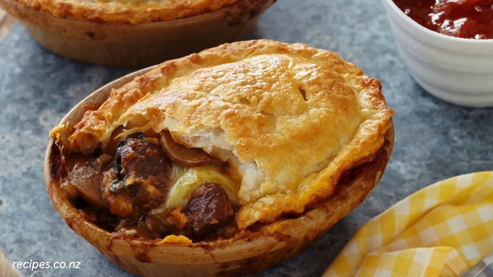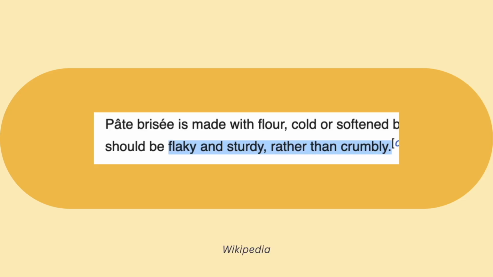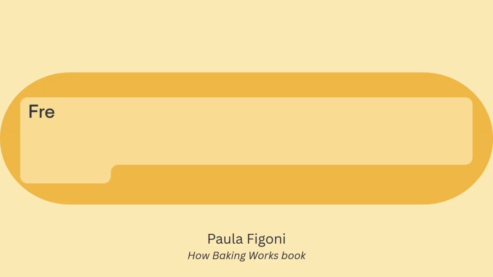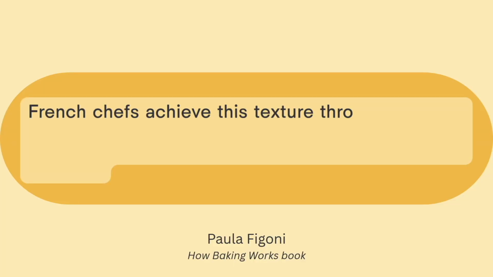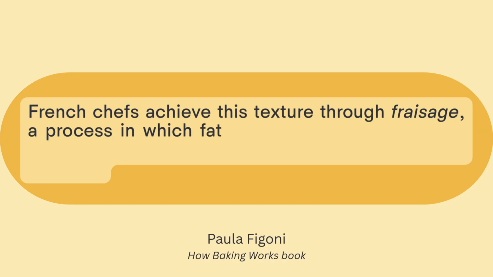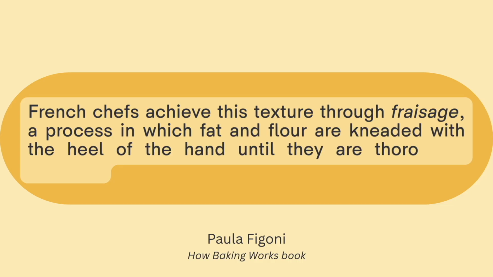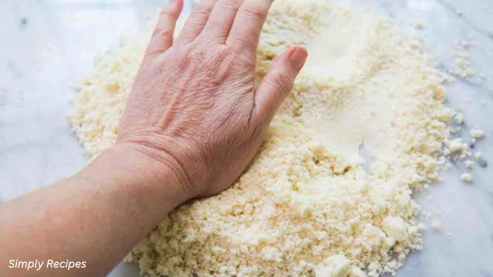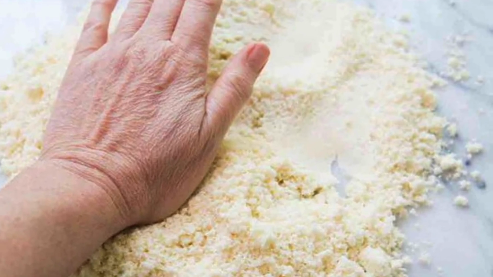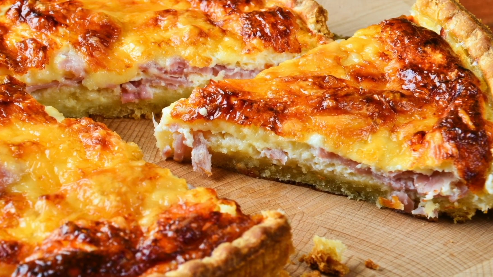It's important to mention the classic French short crust pastry, pâte brisée, which dates back to the Middle Ages and is both flaky and sturdy rather than crumbly, as per Wikipedia there. And quoting once again from Paula Figoni's book, How Baking Works, French chefs achieve this texture through frisage, a process in which fat and flour are kneaded with the heel of the hand until they are thoroughly blended. This is the pastry which is used in dishes from beloved quiche Lorraine to berry tarts or galettes.